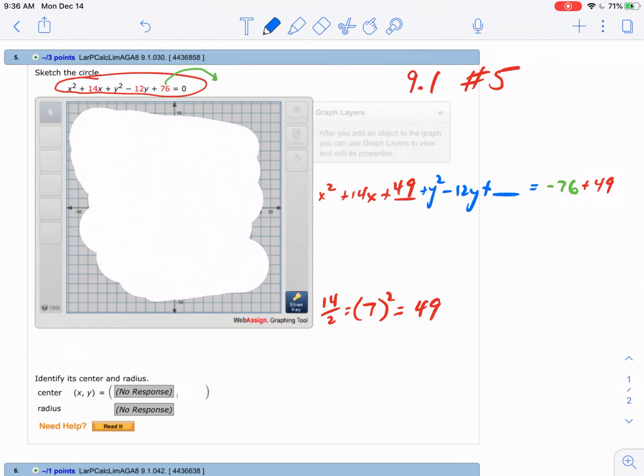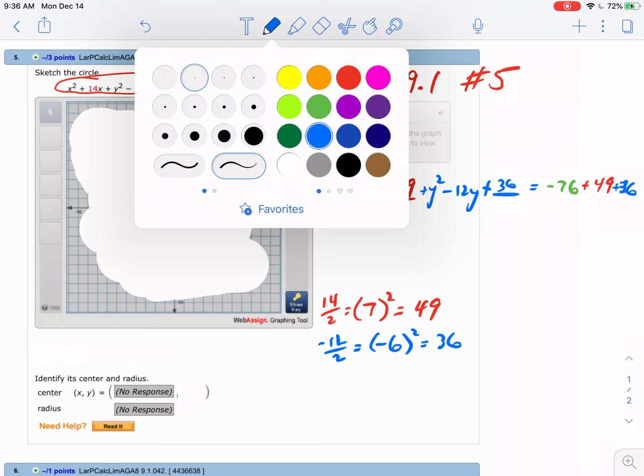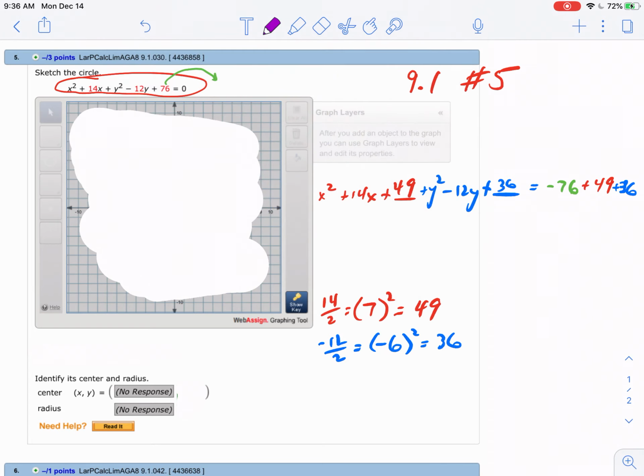And then with the blue number, there's a 12y there, or negative 12y rather. So take the negative 12, divide by 2, I get negative 6. Put that in parentheses, and I get 36. So if I add 36 there and over there, that's a 36. Now I'm ready to go ahead and do some factoring.